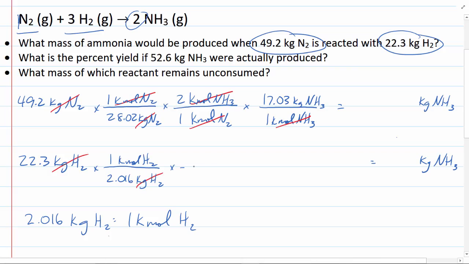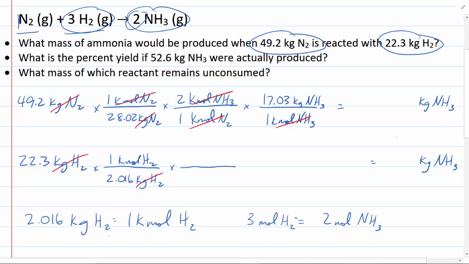Next, we need a conversion that takes us from H2 over to NH3, and that conversion is the molar ratio. And if we look at this particular molar ratio, we'd see that there are 3 moles of H2 for every 2 moles of NH3.